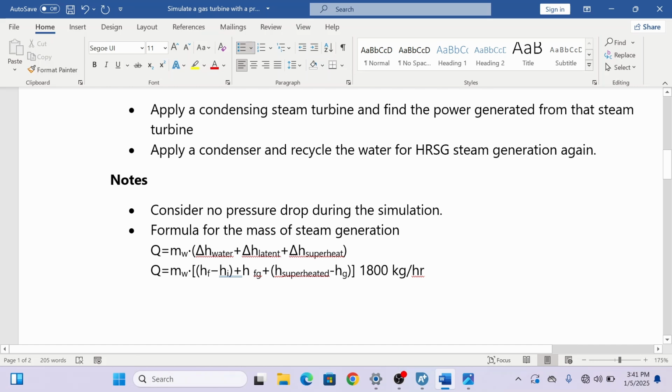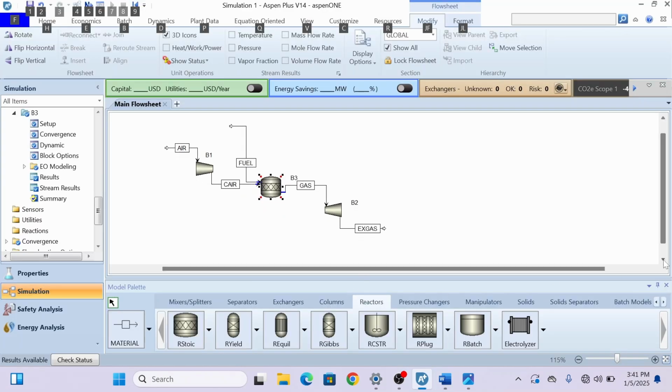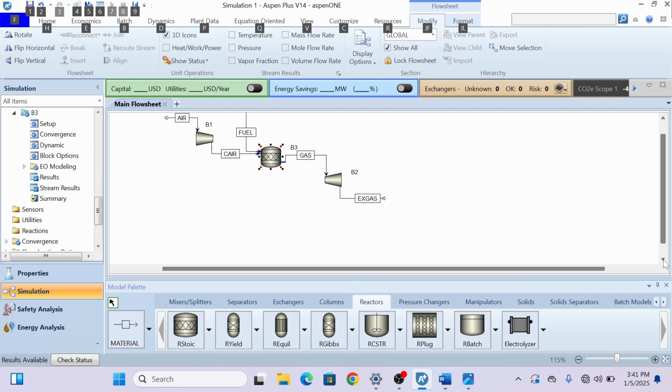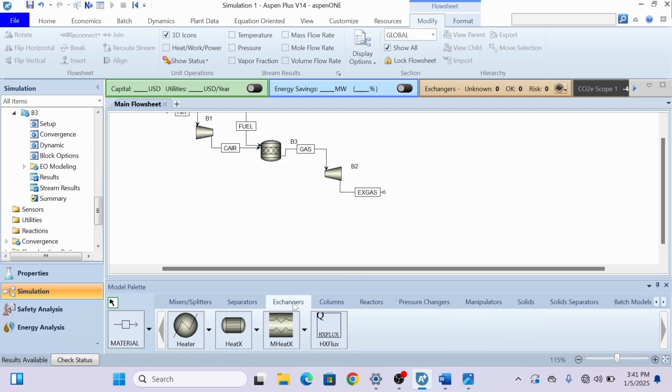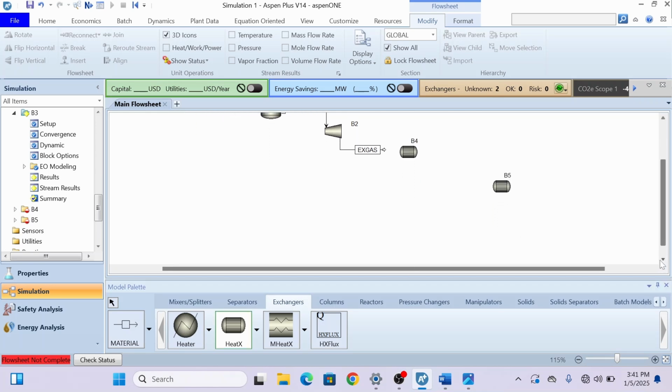So now I will go to my simulation. Now I will add my heat exchangers. I will go to the exchangers. Here, this is my superheater. Again, this will be my boiler, and this will be my economizer.